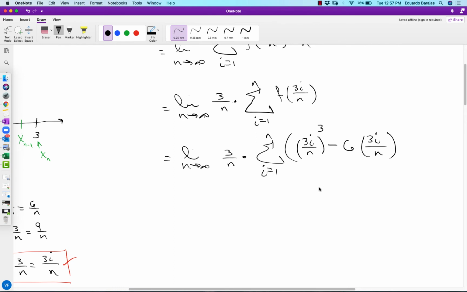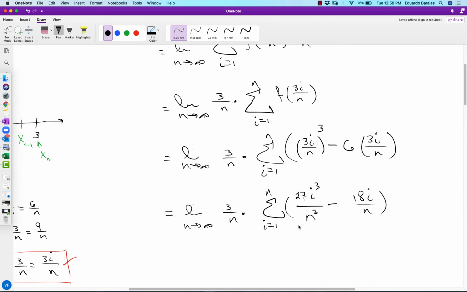Okay, so now we just simplify this a little bit. We can cube this and distribute this. So this becomes the limit as n goes to infinity of 3 over n times the sum as i goes from 1 to n of 27i cubed over n cubed minus 18i over n. All of this is being affected by that sum. And now we know from our properties of Riemann sums that if we have the sum of a difference, it's equal to the difference of the sums. So we can find them separately and then subtract them afterwards.